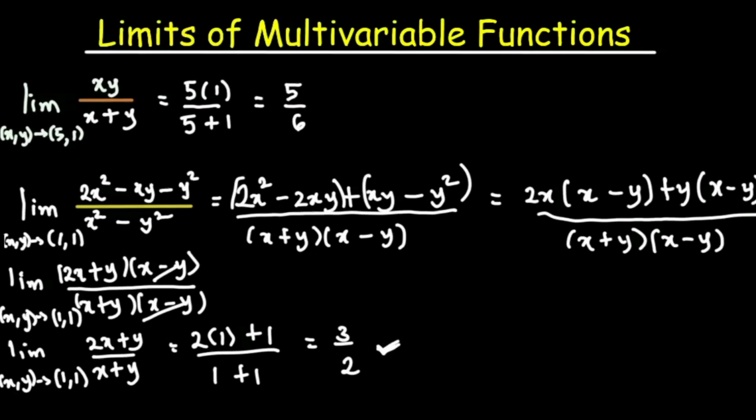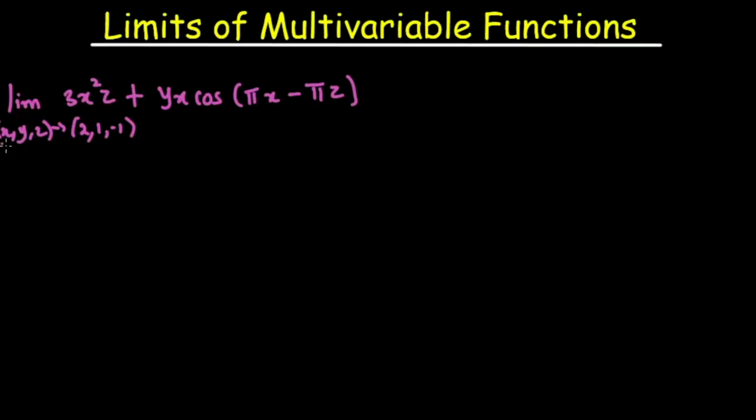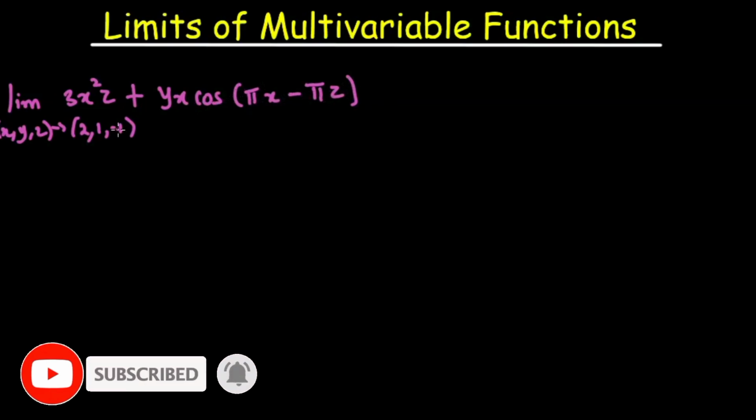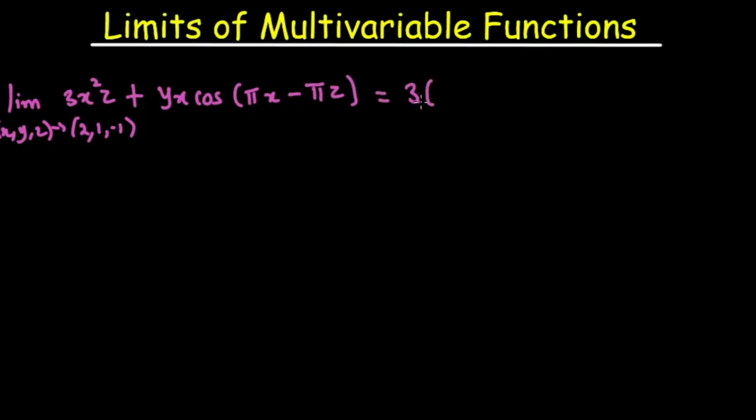Let's take a look at another question. We have three variables x, y, z. So we have the limit as x comma y comma z tends to 2 comma 1 comma minus 1 of 3x squared z plus yx cos of pi x minus pi z. So let's try direct substitution. We're going to have 3 into x is 2, 2 squared, multiplied by z is minus 1, plus y is 1 multiplied by x is 2, cos of pi x, which is 2 pi, minus pi z. z is minus 1, so minus times minus, we're going to have plus pi.